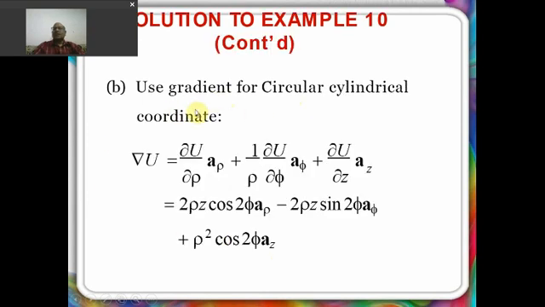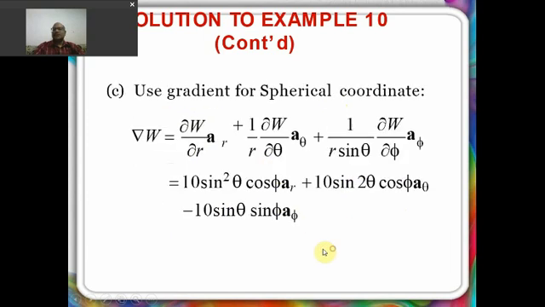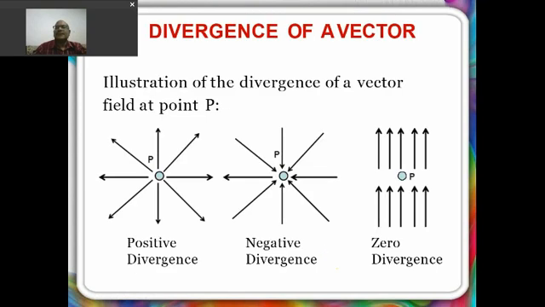Now the second one is the gradient for circular cylindrical coordinates. If you put the values and again differentiate with respect to rho, phi, and z, you will get the result directly. And the same for spherical coordinates, right? These are very simple to find, but you have to visualize the thing in the cylindrical coordinate or spherical coordinate system accordingly.